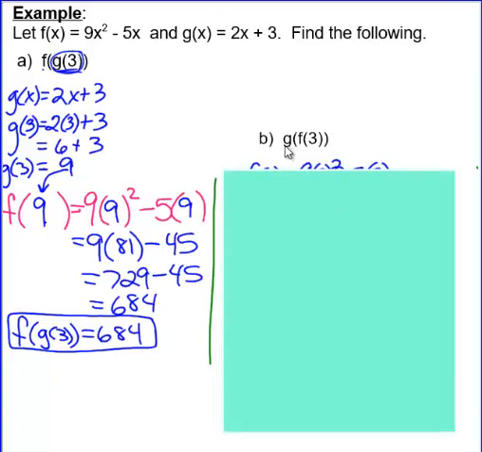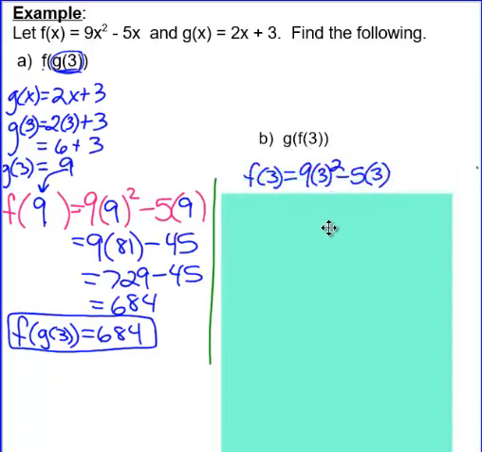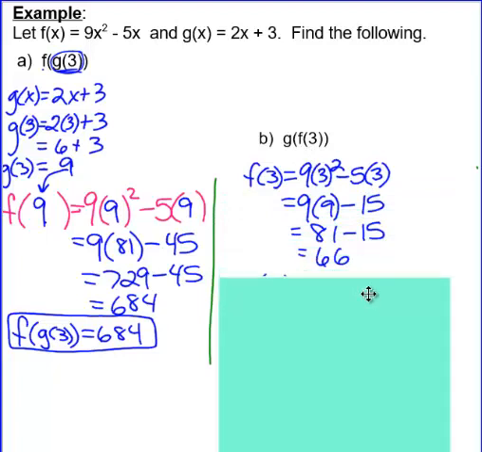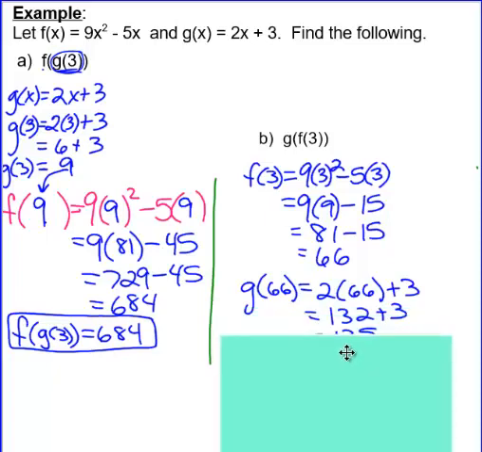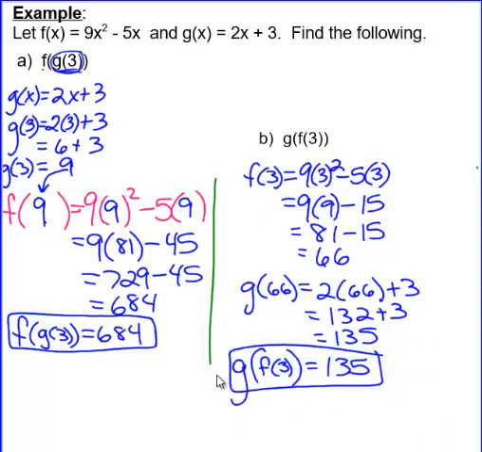So here we'll do the same thing. This time I just switched them. So g of f of 3. So plug the 3 into the f function this time because that's what's on the inside. Evaluate that. Okay, so 3 squared and then times the extra 9 and then subtract the 15, we get 66. Then you're going to plug the 66 into the g function. Okay, so right here, 66 is plugged into the g function. And then evaluate the right-hand side of that. So 2 times 66 is 132 plus 3, which is 135. So g of f of 3 equals 135.